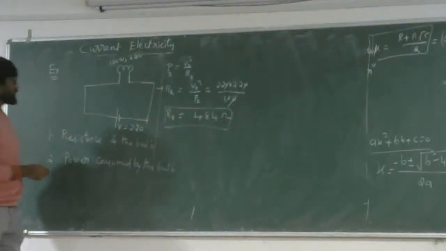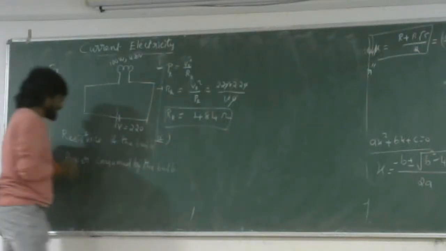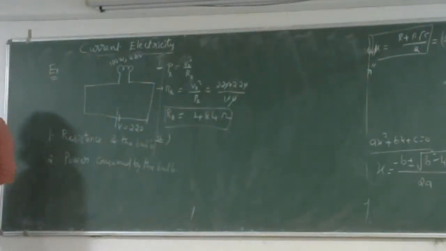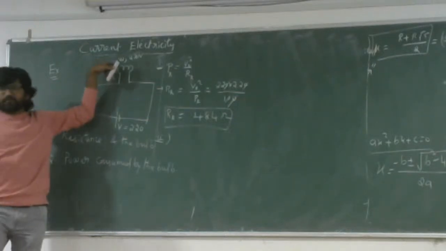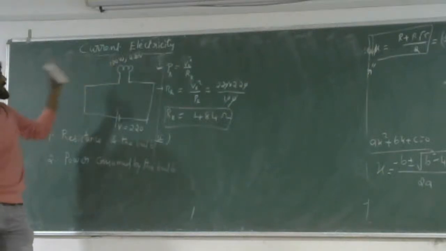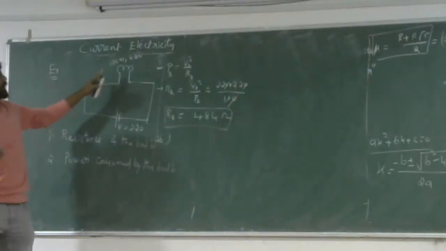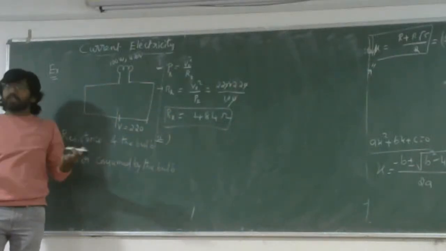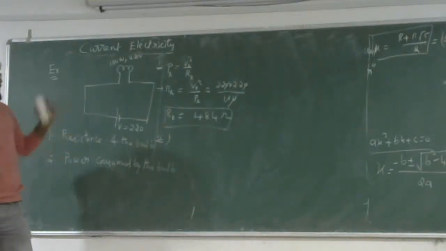Now the second part: how to find the power consumed by the bulb? What is the difference between the rated power and the power consumed? This is the rated power, which means this much power only it can consume. If it is consuming more than this power, it will burn, it will fuse.